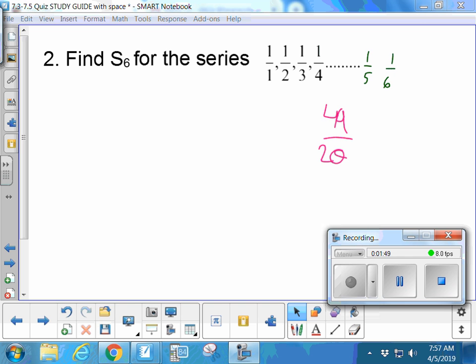Okay, so for number 2, you find S6 by adding all the 6 terms up, and you get 49 over 20. Any questions, class? She did very good. No shortcuts needed. S6 was the sum of the first 6. You had to write out what term 5 and 6 were and use your calculator to add them up.